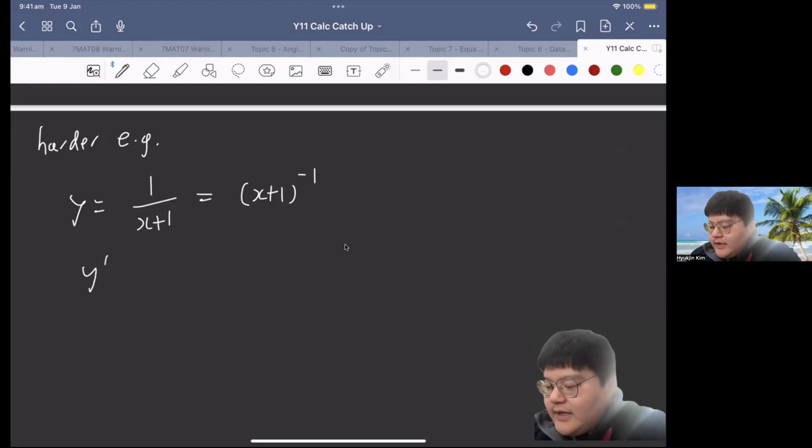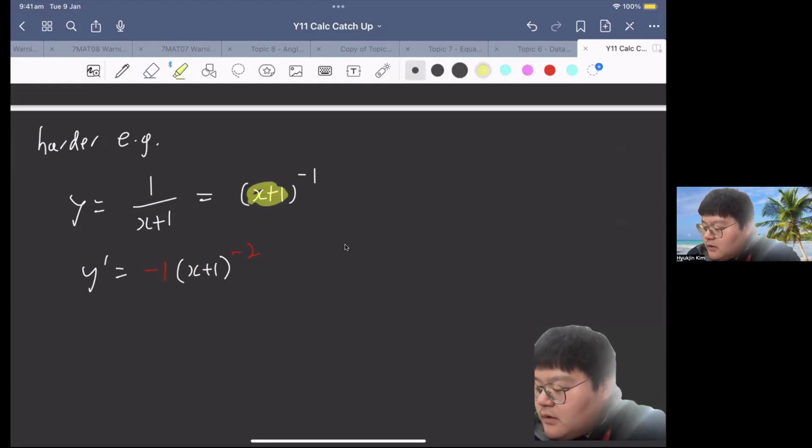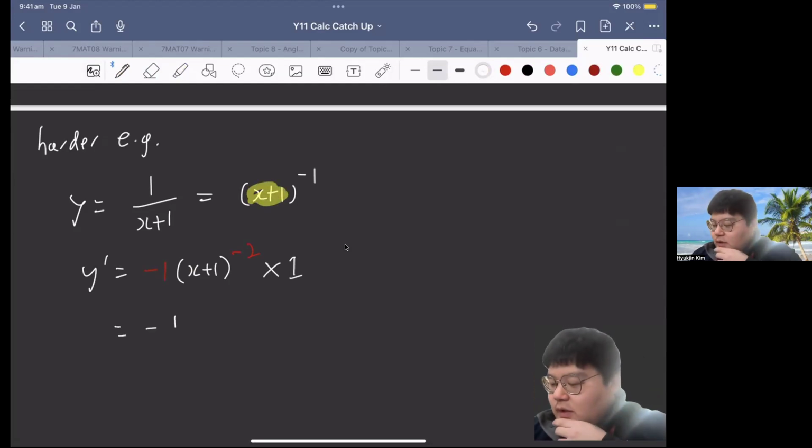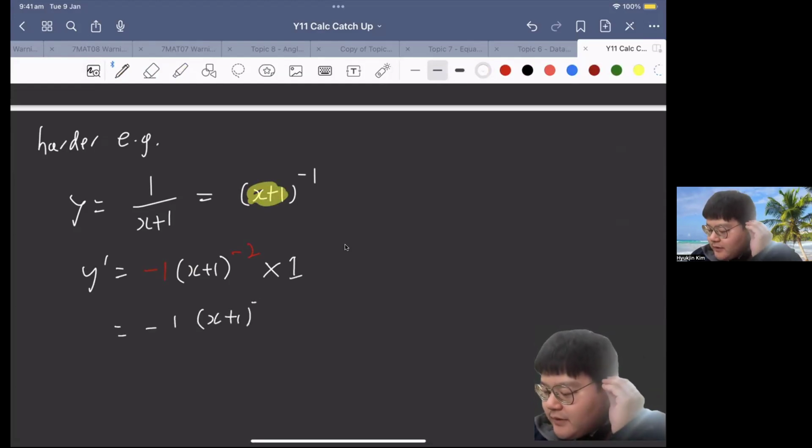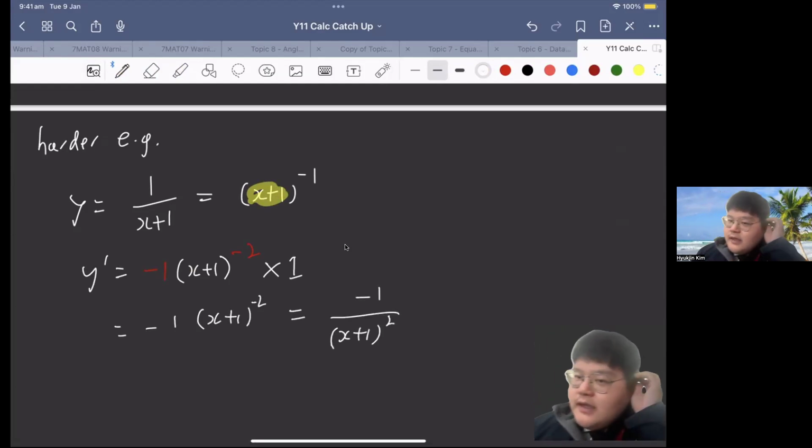Now, what am I going to do? Oh, y dash is going to be negative 1, (x plus 1) to the power of negative 2. And then what is the derivative of the inside? Times by 1. So negative 1, (x plus 1) to the power of negative 2, in which case we can simplify to negative 1 over (x plus 1) squared.